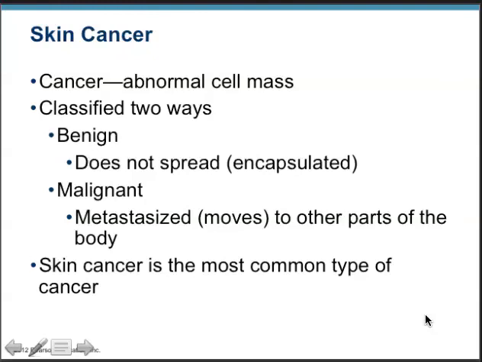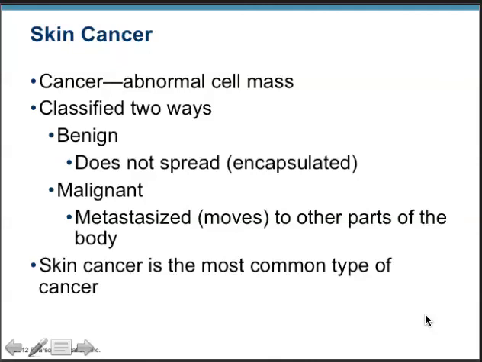A benign mass does not have the ability to spread from its initial point of origin, so it's said to be what's called encapsulated, while a malignant cancer has the ability to move to other parts of the body, usually via the lymphatic or the circulatory system. It's a much more serious condition because those cells that spread via these routes can set up new centers of cancerous growth in the lymph nodes or in any region of the body that the metastatic cells end up landing.